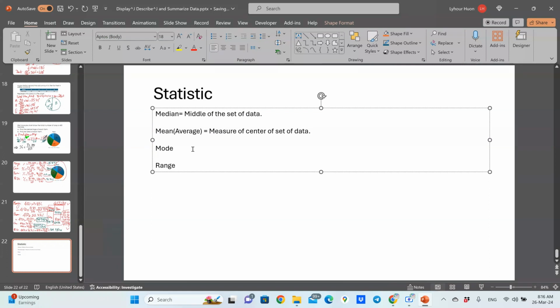How about the mode? The mode is the number seen the most. Since we have studied statistics, we always put the word data. The data that occurs the most frequently.